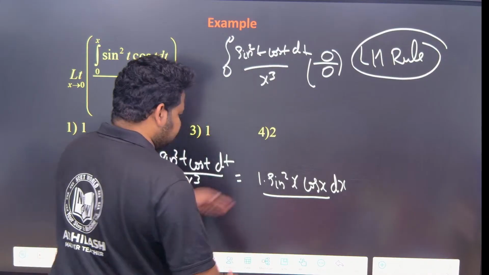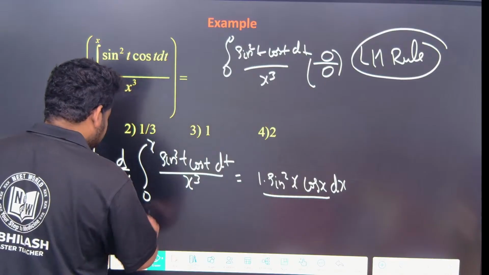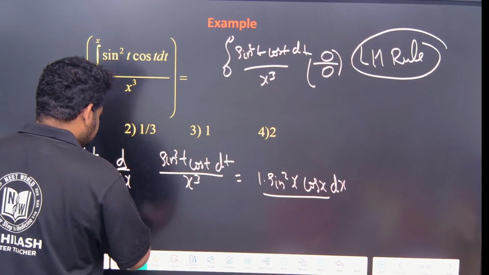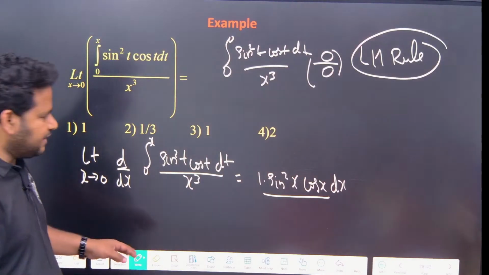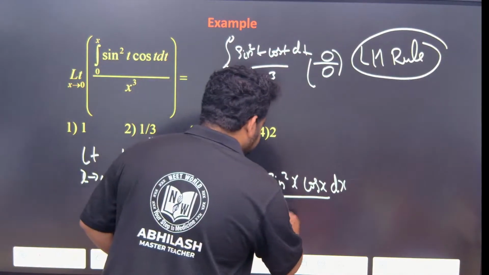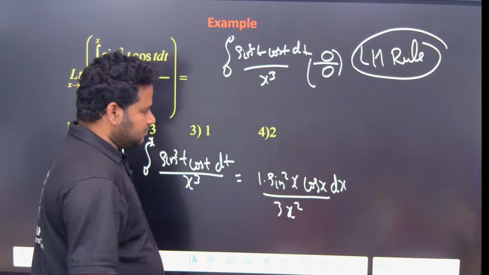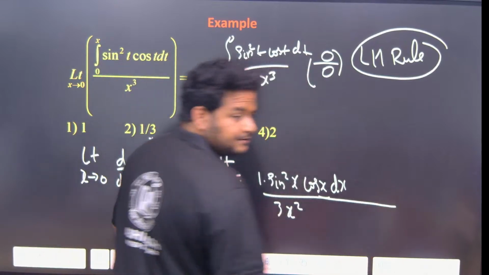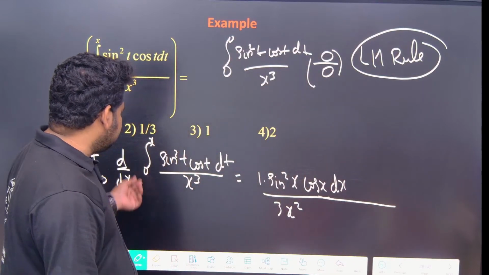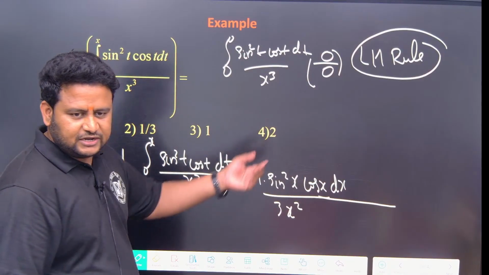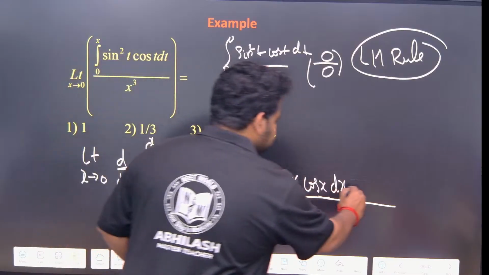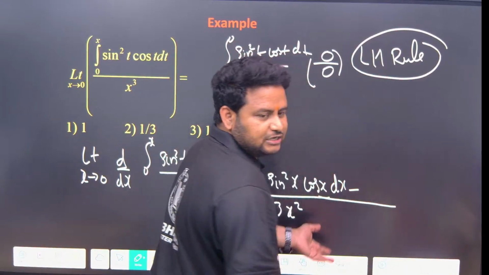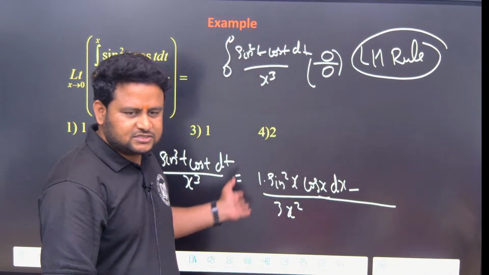This is for the numerator. We are applying the limit only for the numerator, 0 to x. Now the denominator will become 3x square. But the Leibniz rule is still there. This is the lower limit. Lower limit is 0, so 0 into anything will become 0. So I need not write the lower limit.